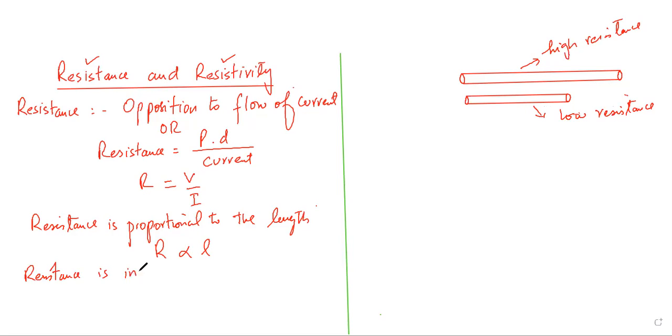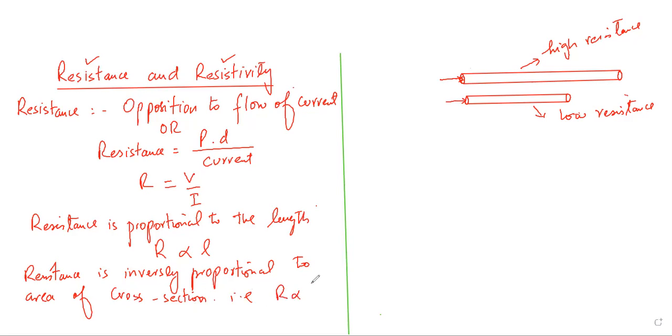Now, second thing, resistance is inversely proportional to area of cross section. Area of cross section means the area through which current enters the wire. This area is called the area of the cross section, right? That is, R is proportional to 1 over A. So it means the larger the area, the smaller the resistance, and the smaller the area, the larger the resistance.